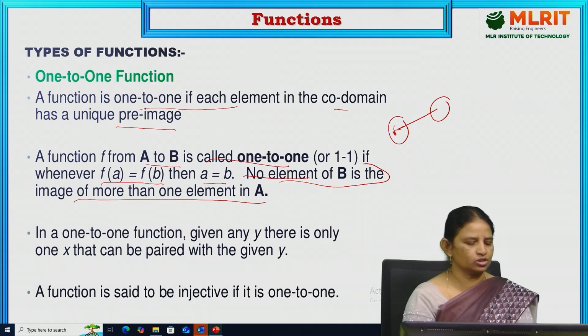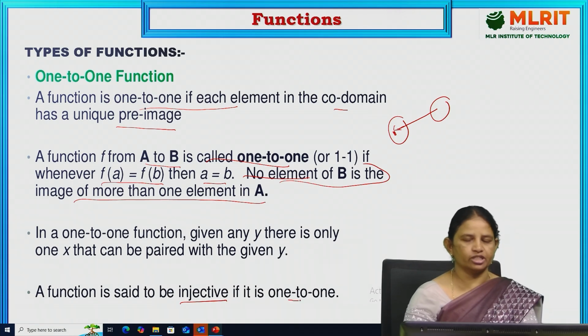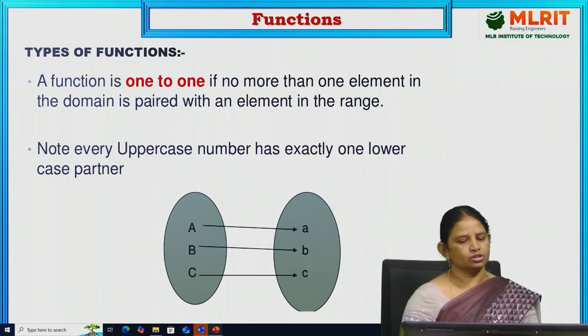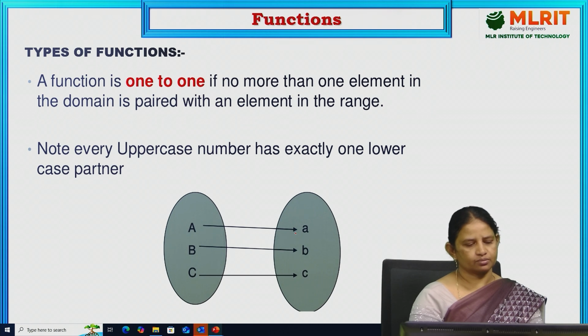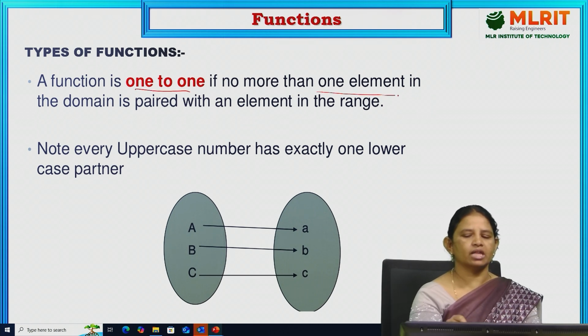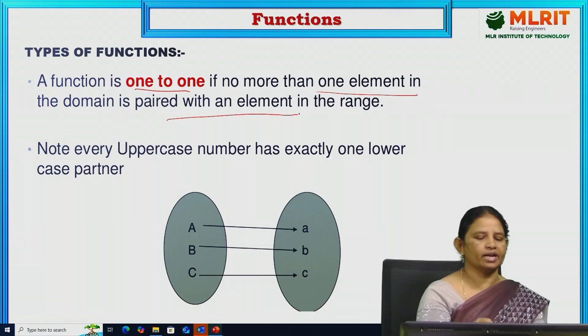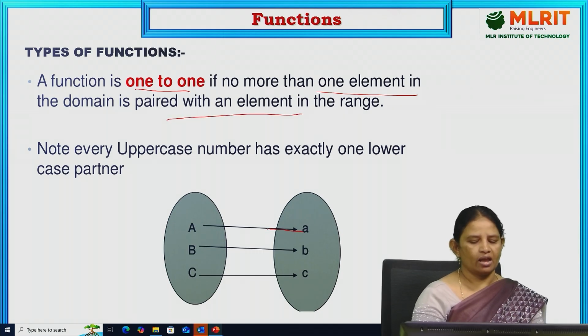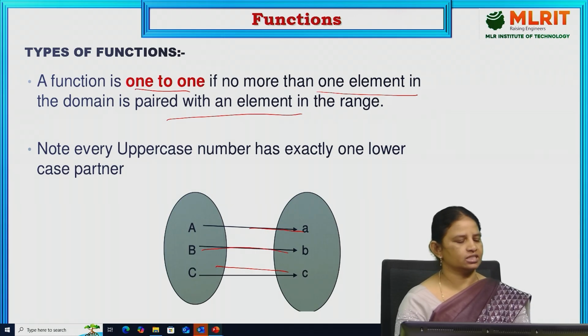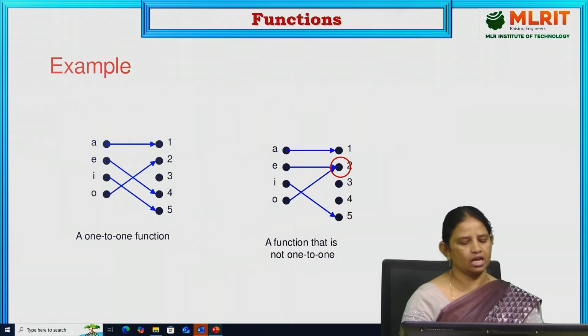It is also called injective, or 1-to-1. Here in this example, 1-to-1 means no more than one element in the domain is paired with the same element of the codomain. Every element is paired with only one element. So each uppercase letter has exactly one lowercase partner. So it is a one-to-one function.